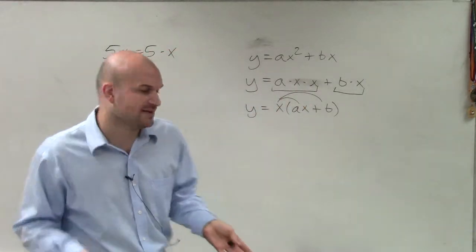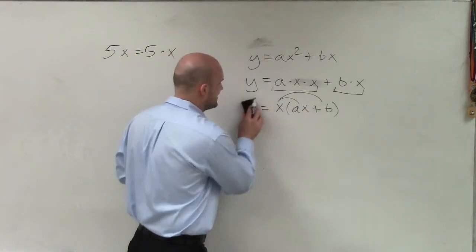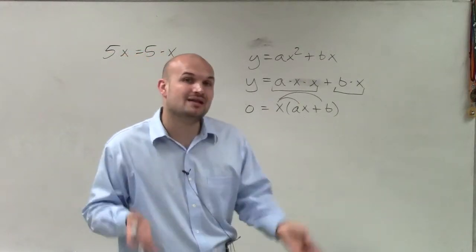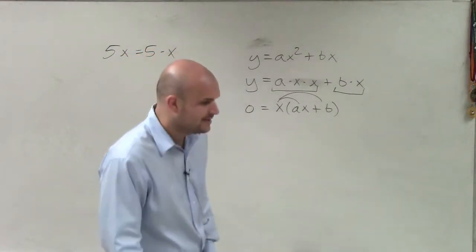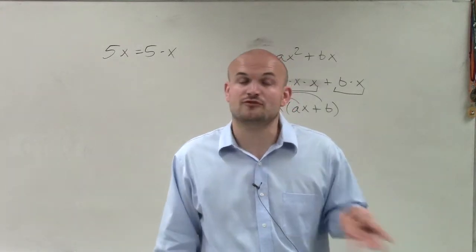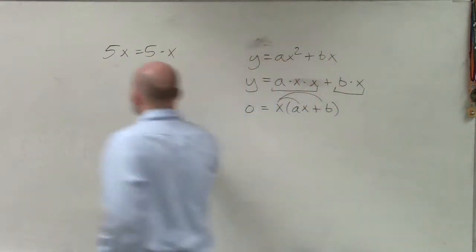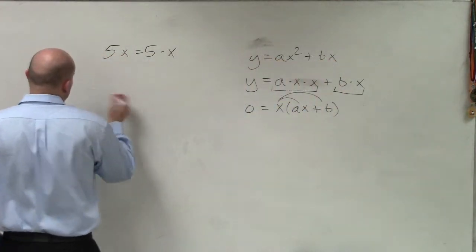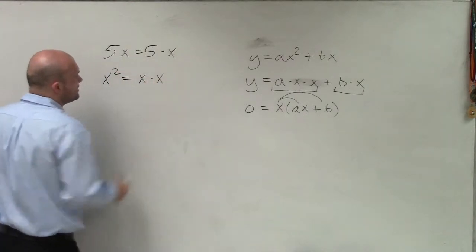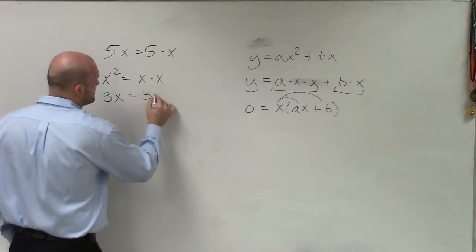But what's important about this is once I have a product, when we're solving, we're going to set that equal to 0, and then we can go ahead and apply the zero product property. So a couple of things that you need to know for factoring out a GCF is, one, how to break down numbers. You have to know that x squared is equivalent to x times x, and 3x is equivalent to 3 times x.